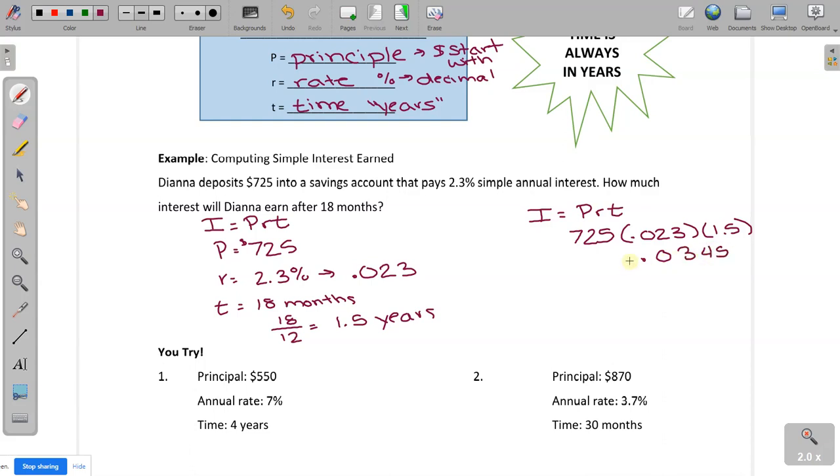0.0345. We're going to multiply that by 725. And the reason why we're separating multiplying this, so we do not make mistakes when we're typing it into our calculator. So when we multiply this through, we get 25.0125. And we're going to round this. So our interest is going to be equal to $25.01.